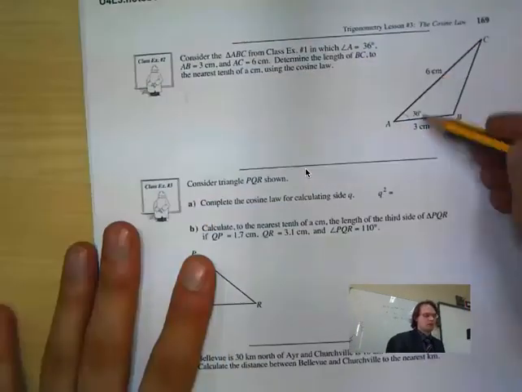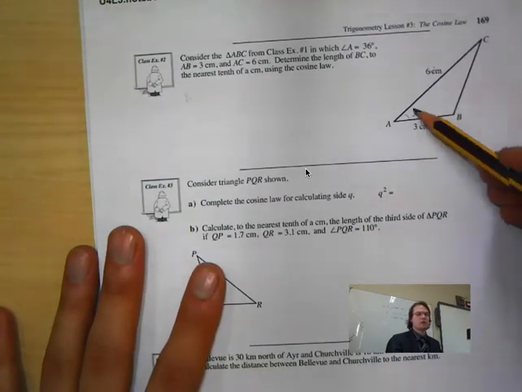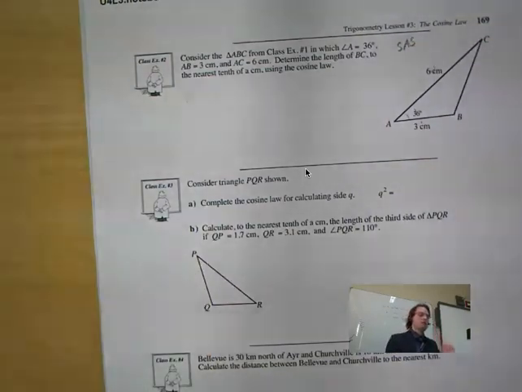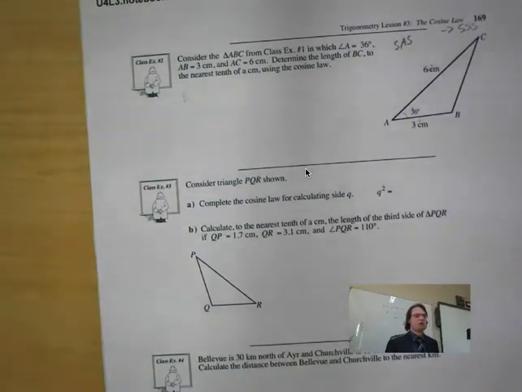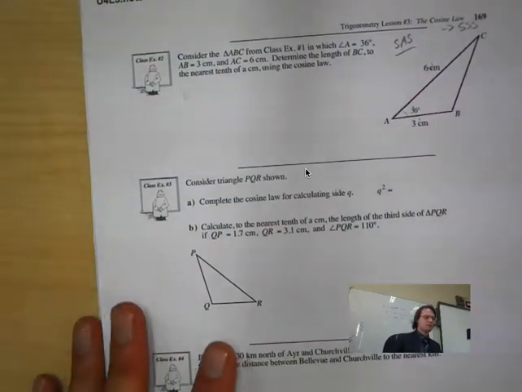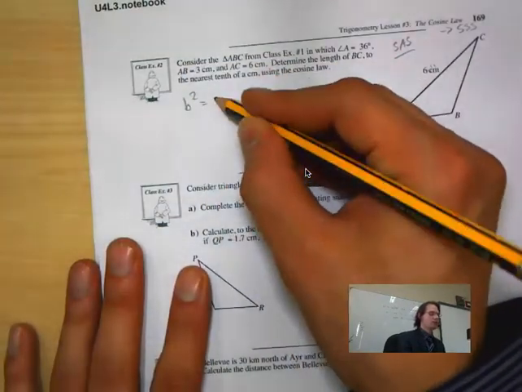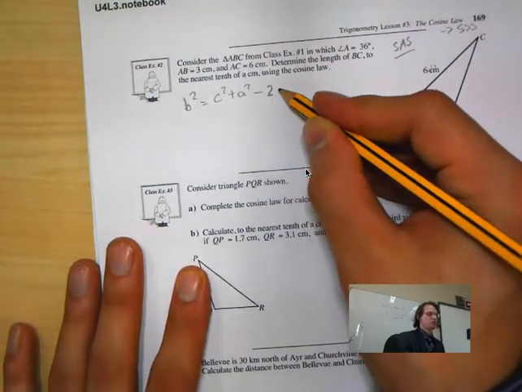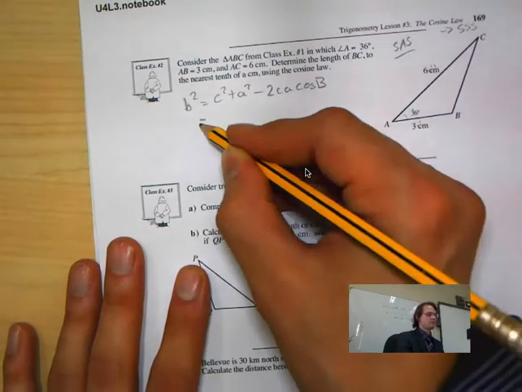If we look at this, we have two lines. For cosine law, we need to have a side, angle, side. We have to follow SAS for cosine law. Or, as we'll find out later, side, side, side can be used for cosine law. Right now, we're just focusing on the SAS, side, angle, side. So we're looking at b squared is equal to c squared plus a squared minus 2ca cos angle b.